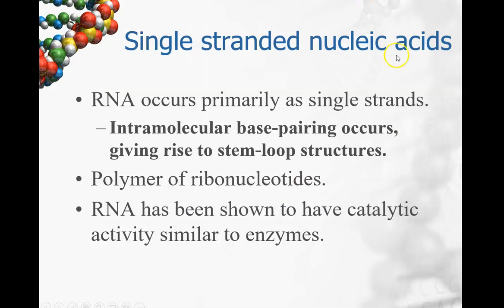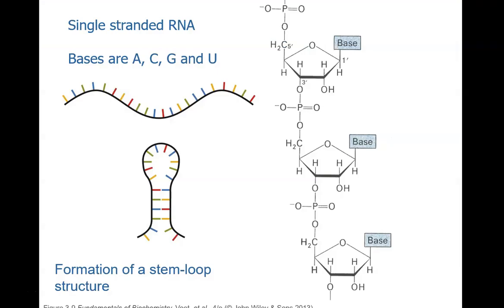So moving on to RNA, RNA occurs primarily as single strands, but it does assume a secondary and tertiary structure. So we do have base pairing, but that's intramolecular, and that gives us our stem loop structures. So it is a polymer of ribonucleotides, and interestingly, RNA has been shown to have some catalytic properties similar to enzymes, to protein enzymes.